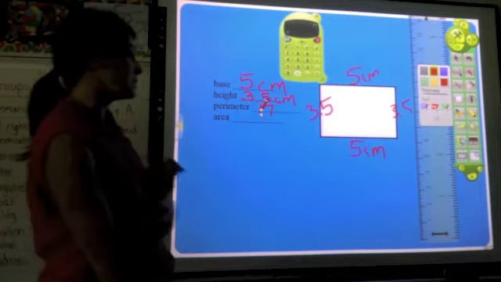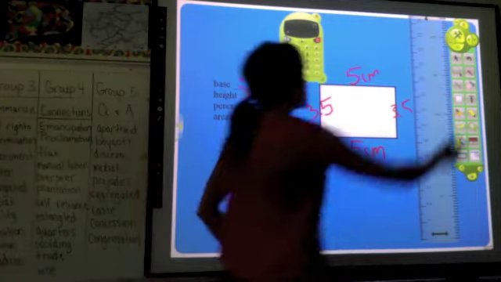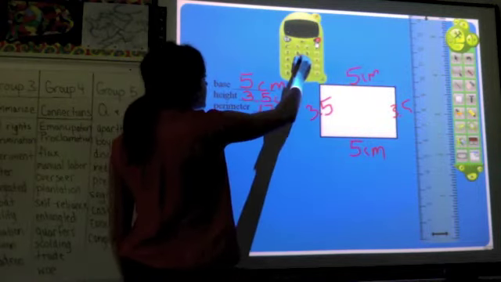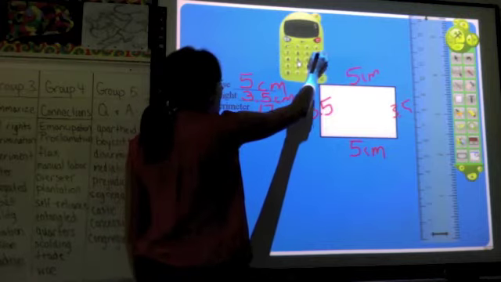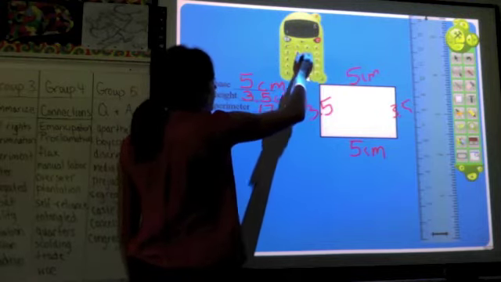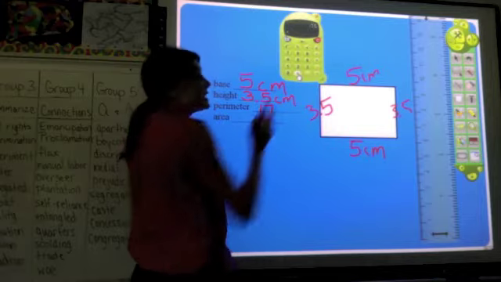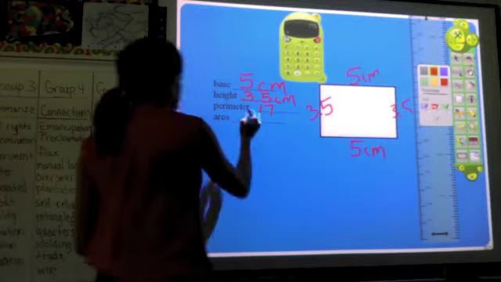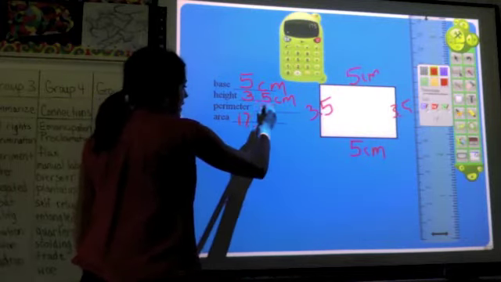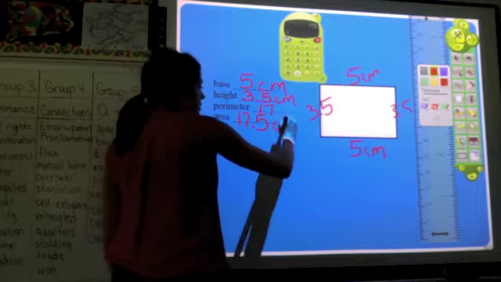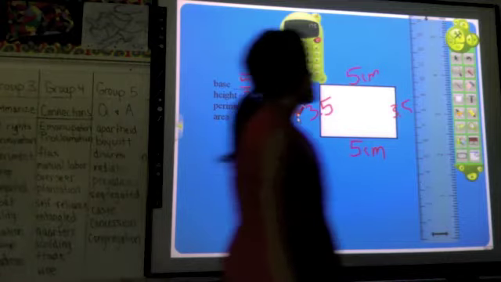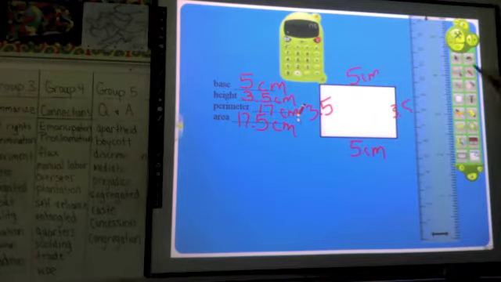Now I'm going to find the area. Remember, the formula for the area of a rectangle is just base times height. So I can use my calculator for this. And the base is, I'm going to clear off my calculator, the base is 5. So I'll take 5 times 3.5, which equals 17.5. So the area of my rectangle is 17.5. I don't want to forget my labels, centimeters. Okay, let's try finding the same information for a different shape.